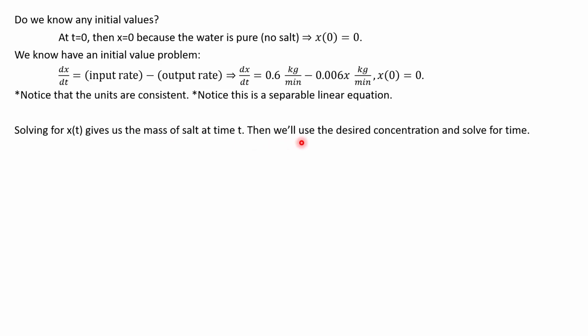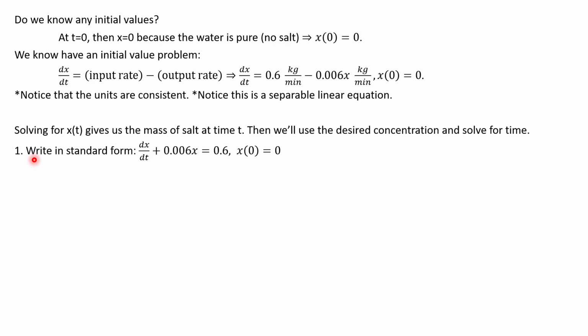And then what we'll do is we'll use the desired concentration to solve for time, because the question was actually asking us about time. So I'm going to use our method of finding the integrating factor instead of just doing our nice separable equation calculation. But if you want to double check, feel free to solve it just by isolating your x values on one side and your t values on the other side, and then integrating. So we're going to do our integrating factor steps.